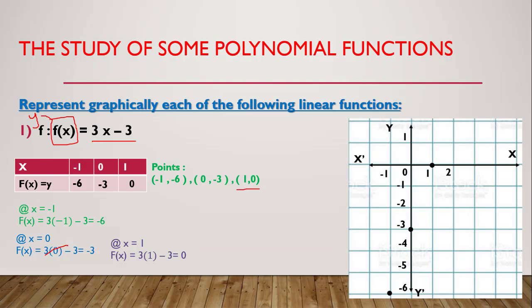If you are right, you will use your ruler and join the 3 points. You will get a straight line. So yes, now we have a straight line. This straight line has the equation y equals 3x minus 3. Okay, this is the straight line.